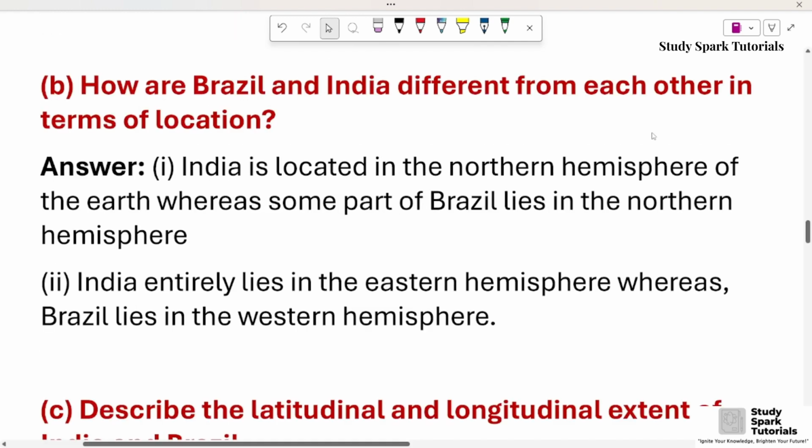B, how are Brazil and India different from each other in terms of location? Answer, first, India is located in the northern hemisphere of the earth, whereas some part of Brazil lies in the northern hemisphere. Second, India entirely lies in the eastern hemisphere, whereas Brazil lies in the western hemisphere.